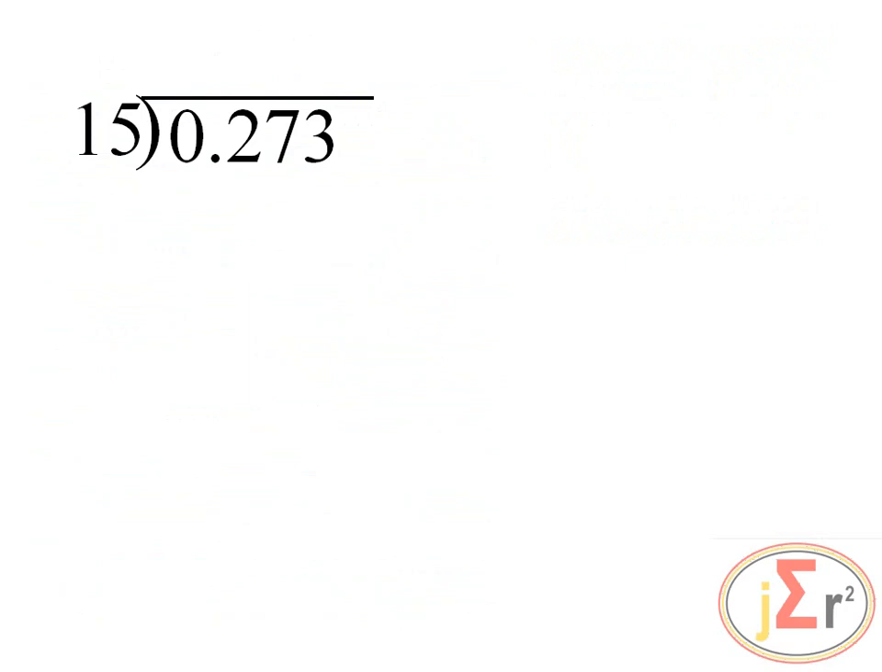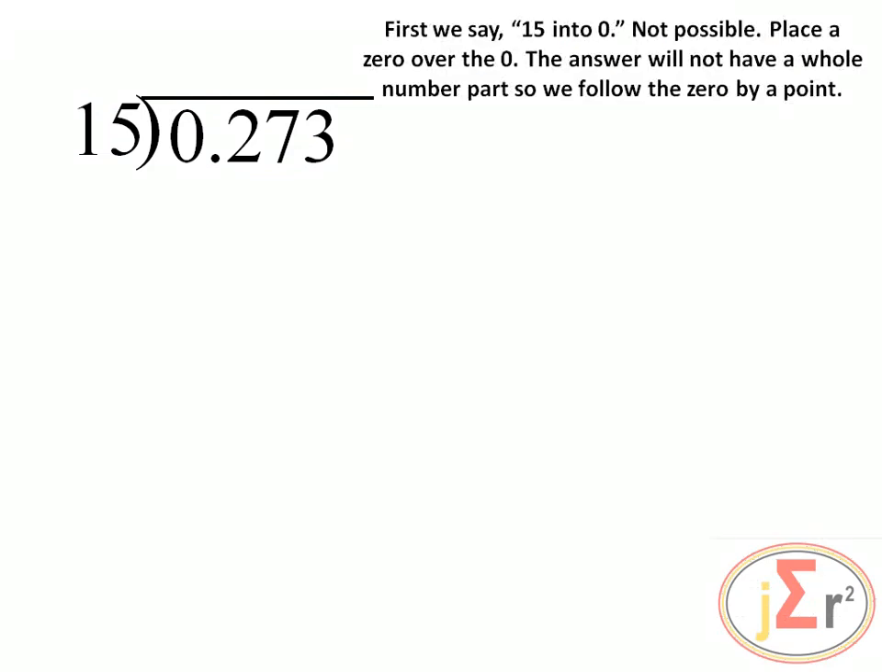Quickly to the next slide. What do we do? First we say 15 into 0, and that is not possible. Place a 0 over the 0. The answer will not have a whole number part, so we follow the 0 by a point. Why? Because we say 15 into 0, 0, follow that by a point. Because we are going beyond the point. We are sure that we are out of whole numbers, because we know that on the left side of the point we have whole numbers.